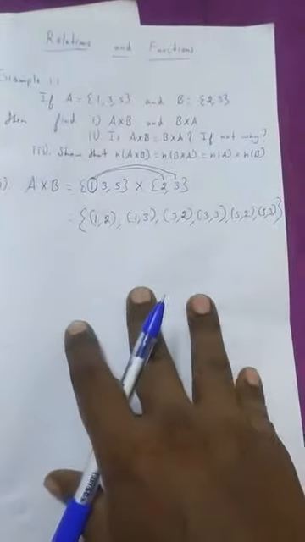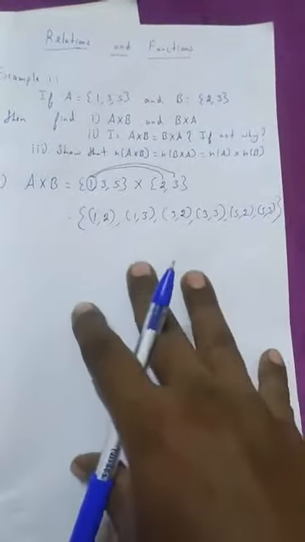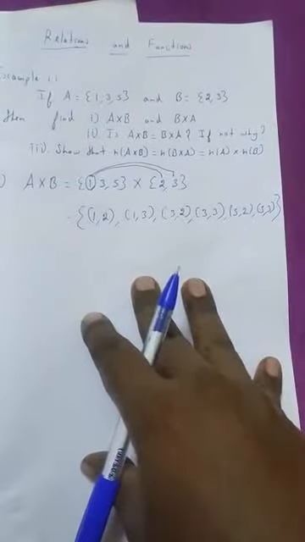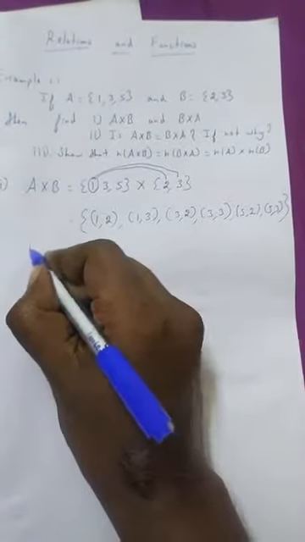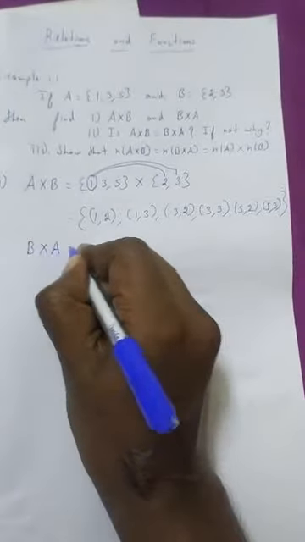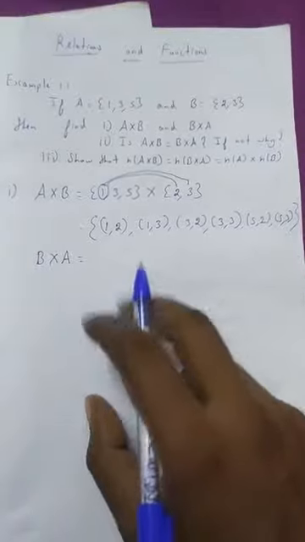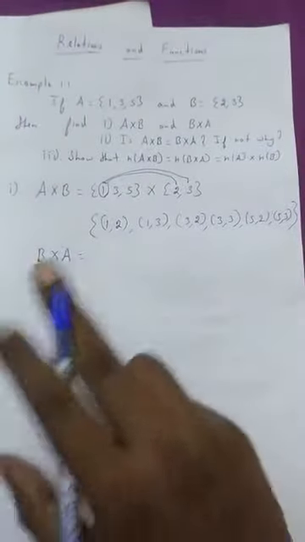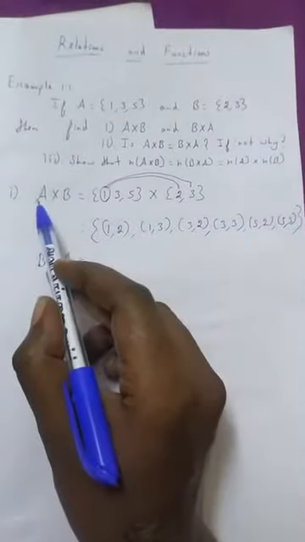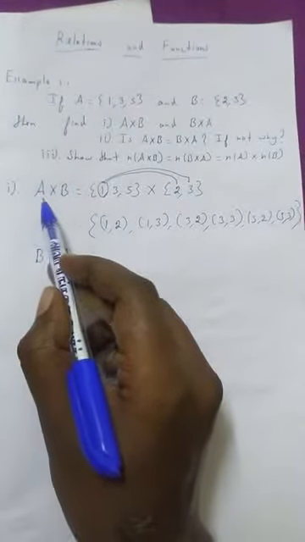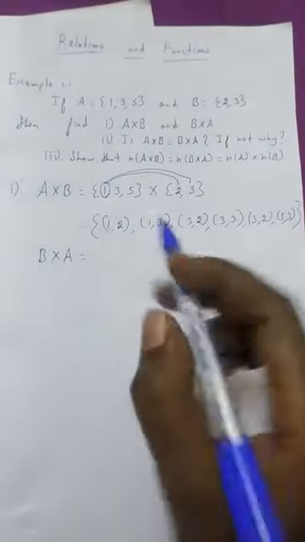So this is called Cartesian product. Cartesian product is very, very important, right? So now the next one is what? B cross A. Both are Cartesian products, but the only difference is that here the first set is A, and here the first set is B.